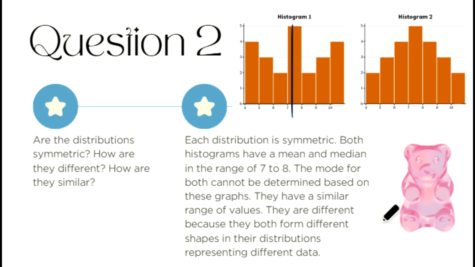Same over here. They are different because they have different shapes in their distributions. This one is kind of like a W, and this one is a traditional bell curve. So they're representing different data, obviously.